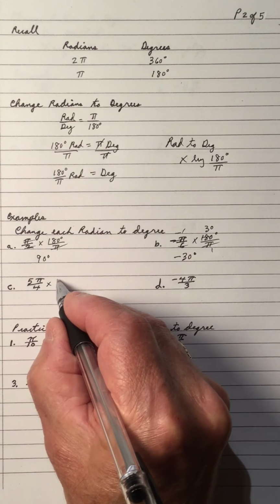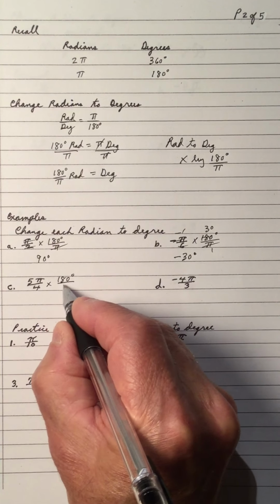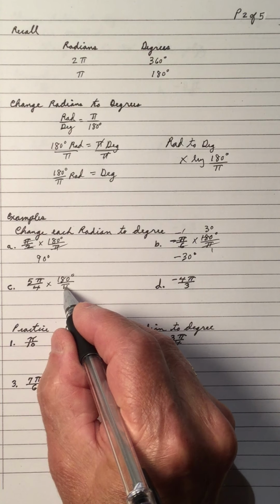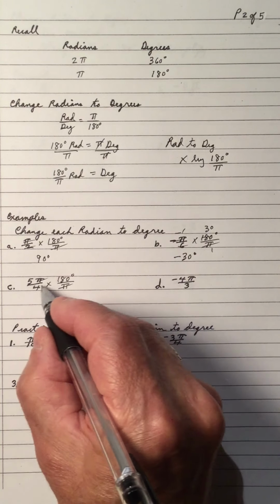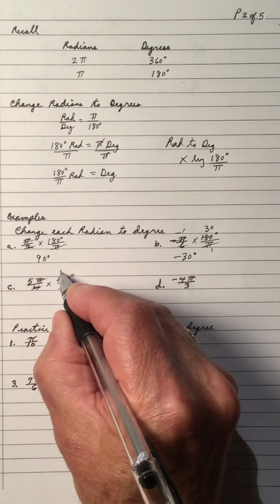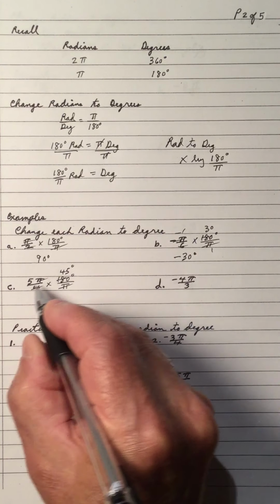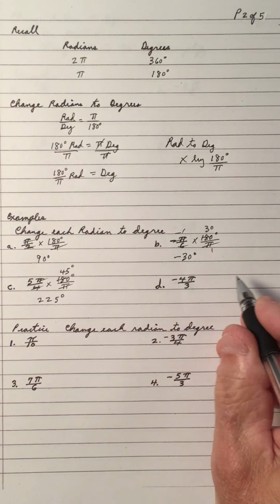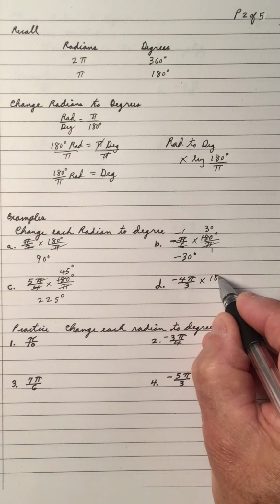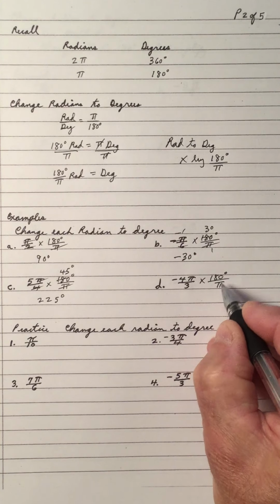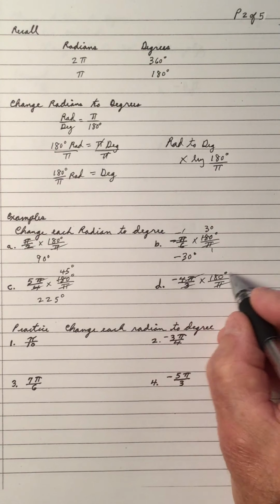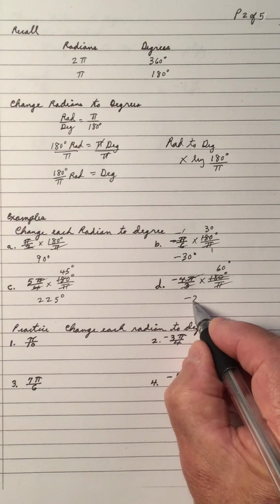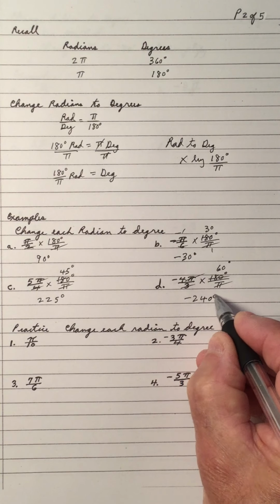We multiply by 180 over pi. Notice that pi is on the bottom, so it cancels out, so the degree is on the top. The pi's cancel out, and we get 4 into 180 is 45, and 5 times 45 is 225 degrees. We multiply by 180 over pi. Again, the pi's cancel out. 3 into 180 is 60, and negative 4 times 60 is negative 240.